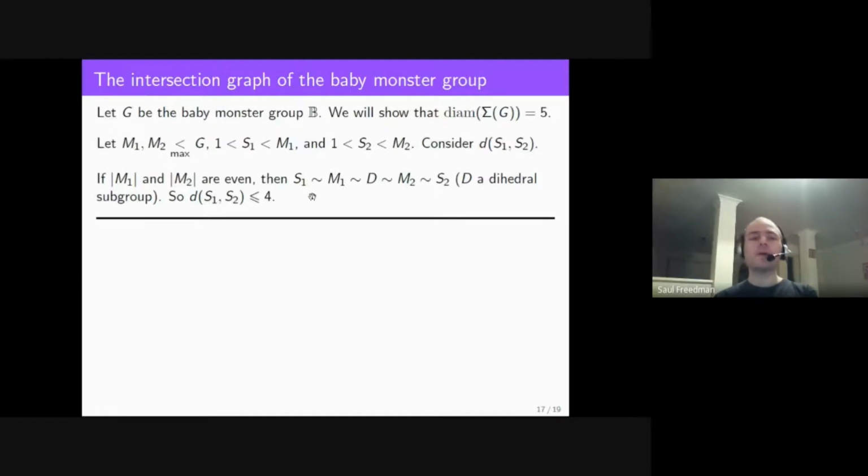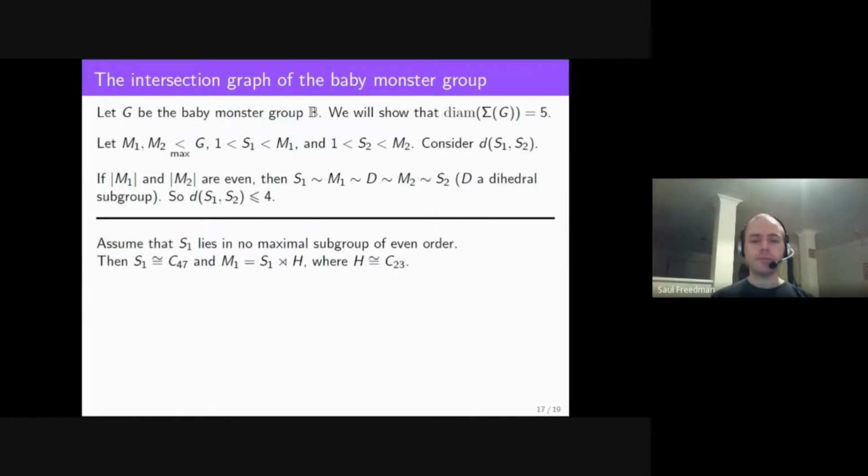So this, of course, applies to any two maximal subgroups of even order in a finite simple group. And so this is the reason why it's most interesting to look at the case where G has a maximal subgroup of odd order. And indeed, we can assume that S1 lies in no maximal subgroup of even order. So it only lies in maximal subgroups of odd order.